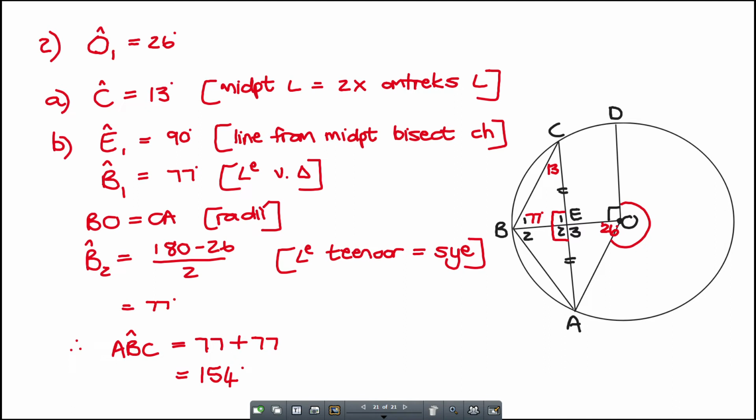En dan omdat jy kongruensie, Michelle, jy het kongruensie gehad by A, né? So jy sou by B direk kon sê B1 is gelyk aan B2, is gelyk aan 77, en dan gesê het ABC sal wees 2 keer 77, en dan 154. Kyk, want jy het mos eintlik al jou werk by A gedoen, so jou B gaan lekker kort wees.